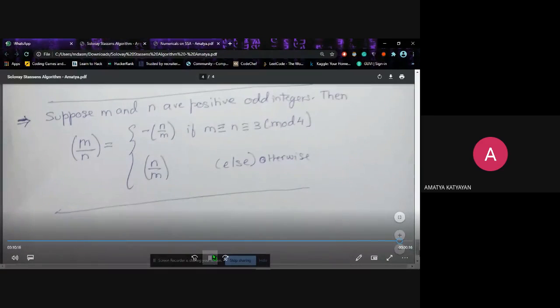And this is our Solovay-Strassen algorithm. We will be discussing the problems related to the Solovay-Strassen algorithm in the upcoming video.